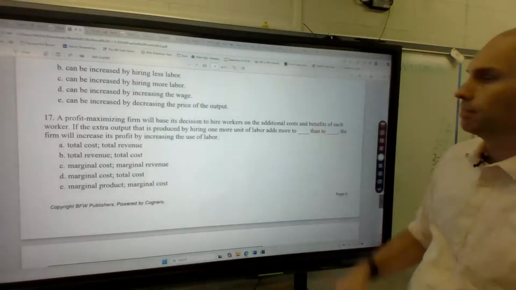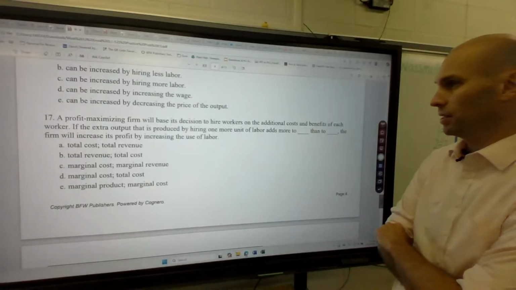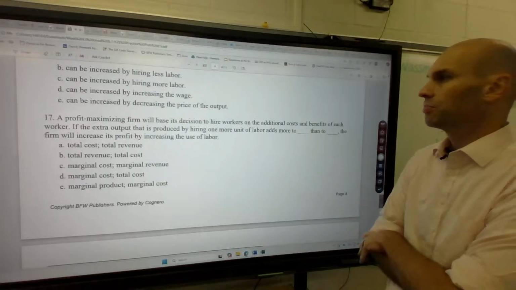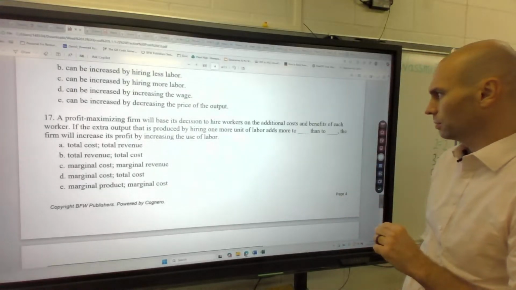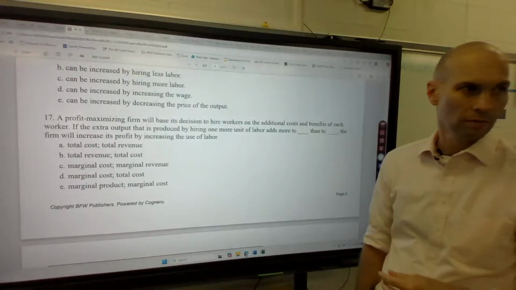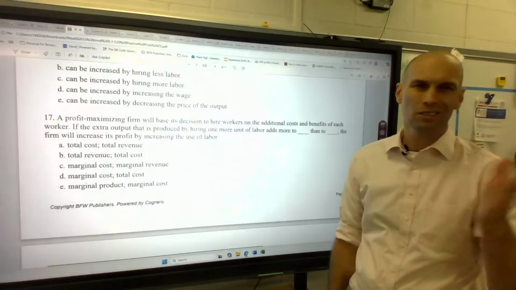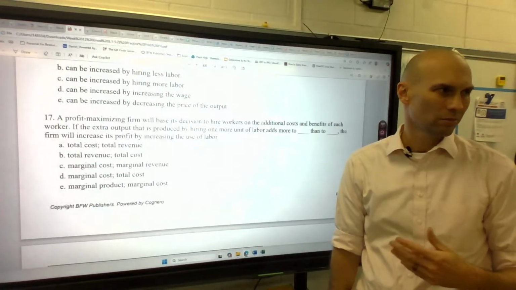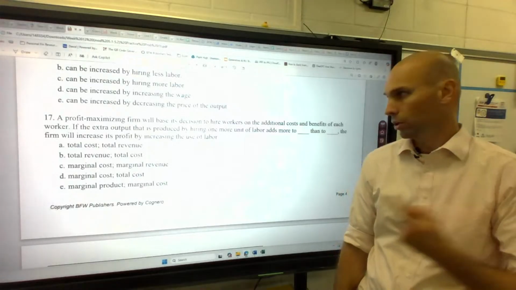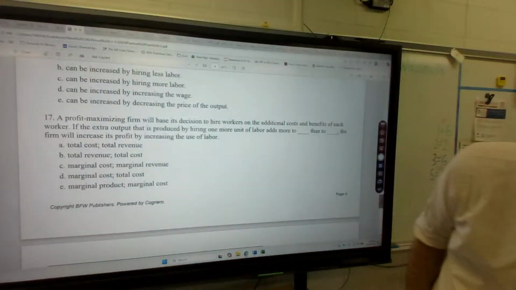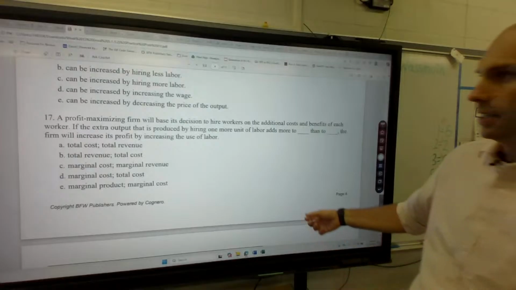And 17. A profit maximizing firm will base its decision to hire workers on additional costs and benefits of each worker, of course. If the extra output that is produced by hiring one more unit of labor adds more, it's like the same question. So you pick total. Total's better than marginal. But if you put marginal, you're getting the idea. Just additional adding on to the total is marginal for one more unit. Okay. Cool. All right, 19.